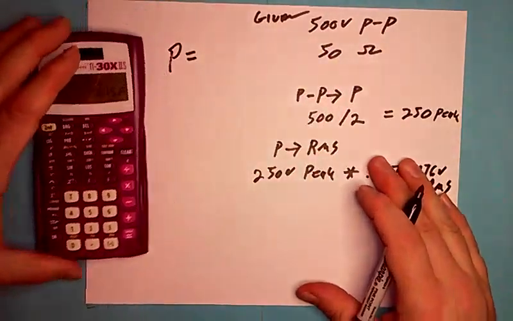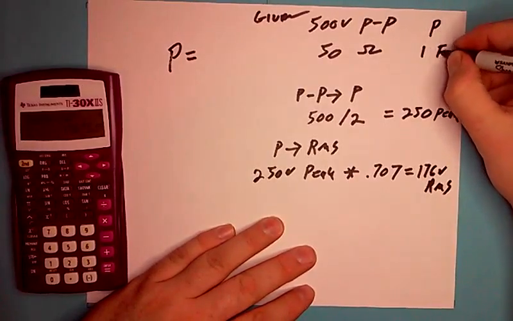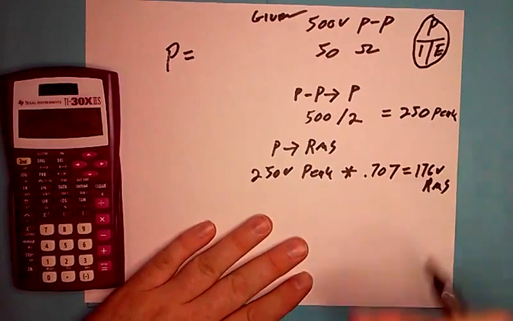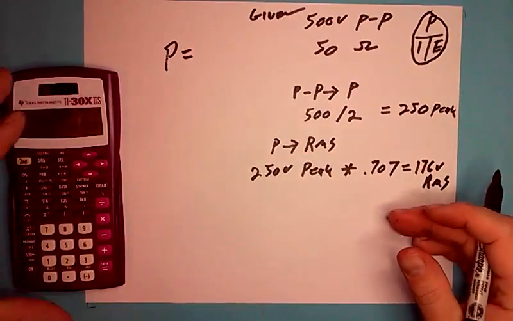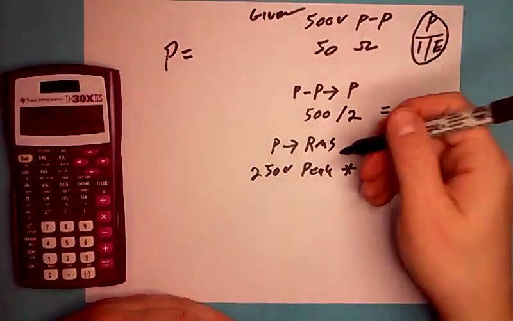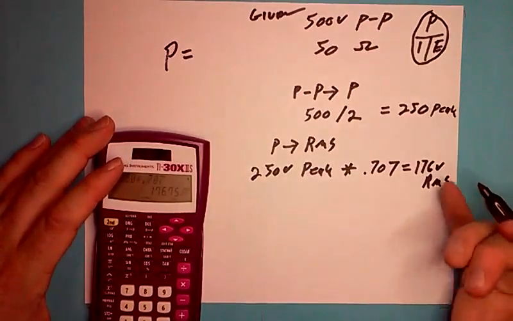Okay, now we can find our power. Remember our magic circle, P, I, E. There we go. So it's the same thing over and over again. You're just plugging in the numbers, as long as you know the process, right? You got to convert peak to peak, and then convert that to RMS. Okay, and then it becomes really easy.